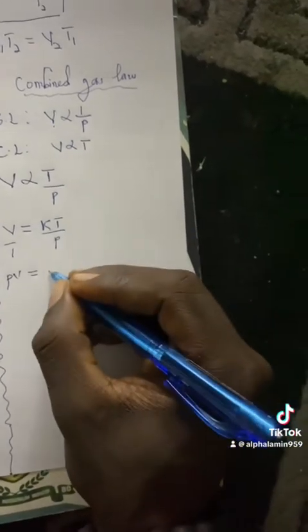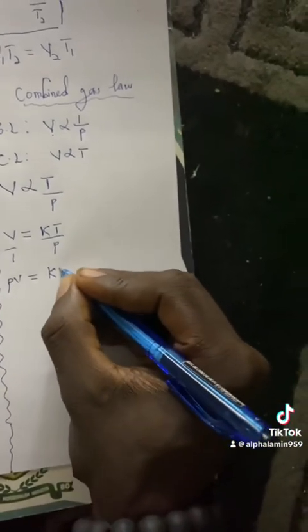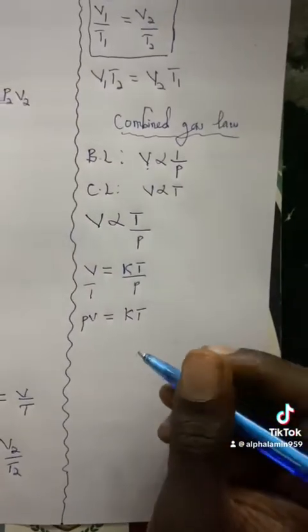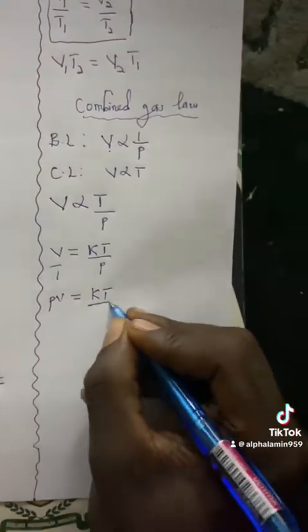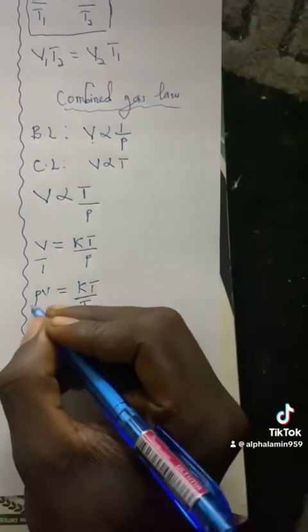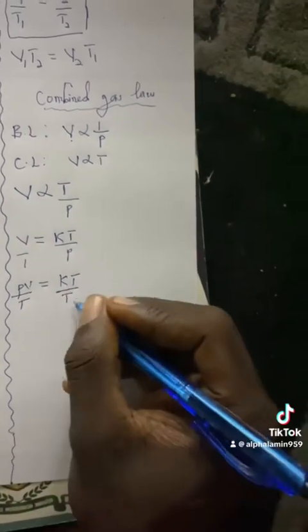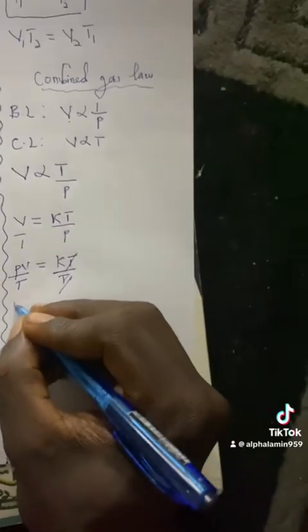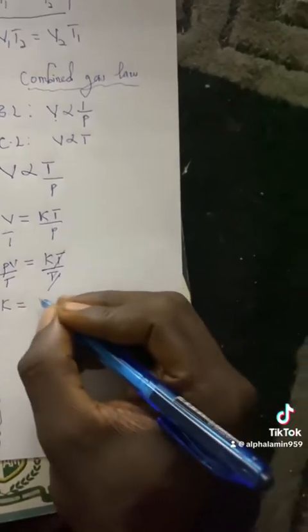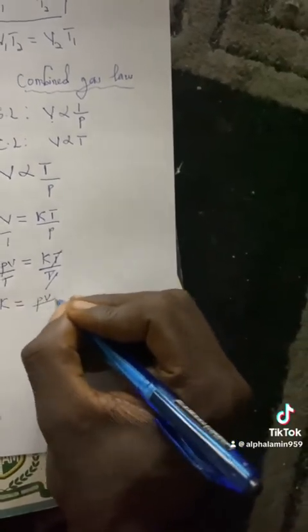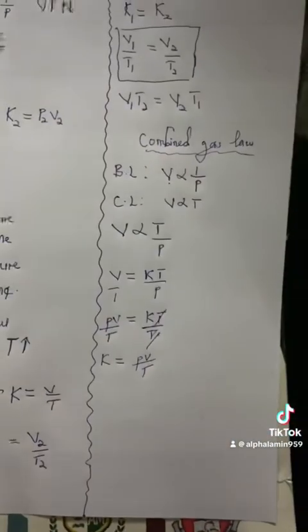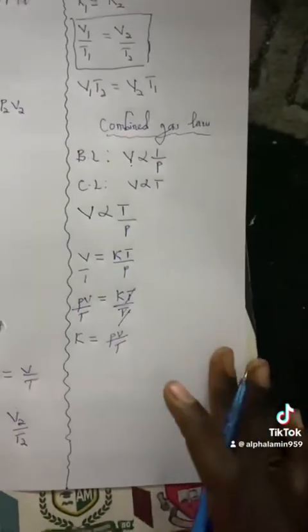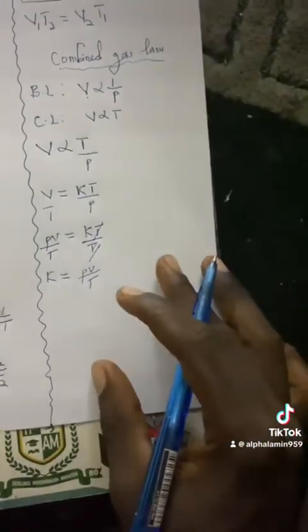PV equals KT. What do we want to do here? We want to make K the subject. So in doing that, we divide here by T. We divide here by T. So this cancels this. So our K will be equal to PV over T. But we know that we have the initial state and the final state of a gas.